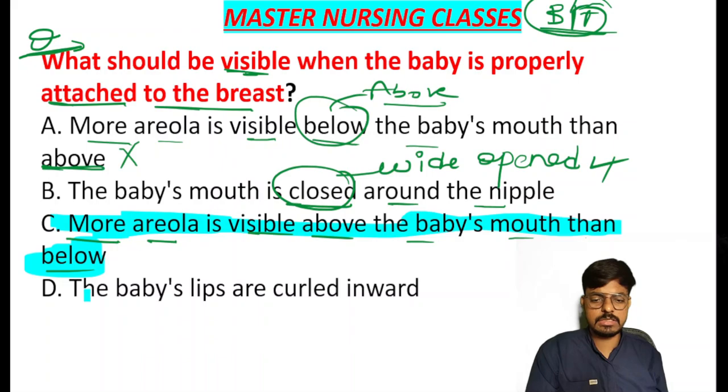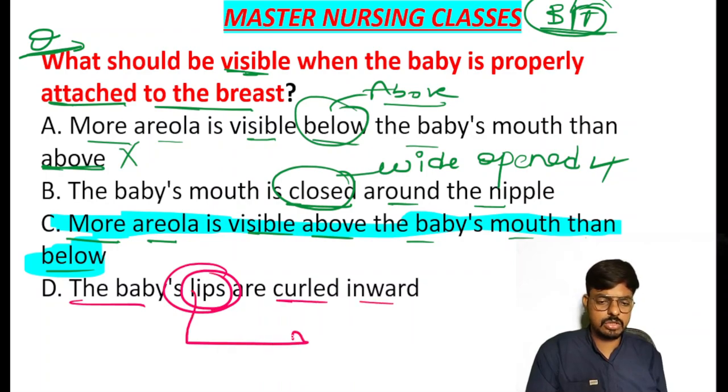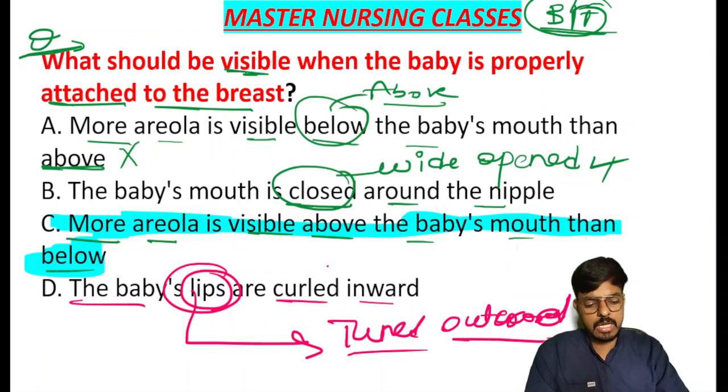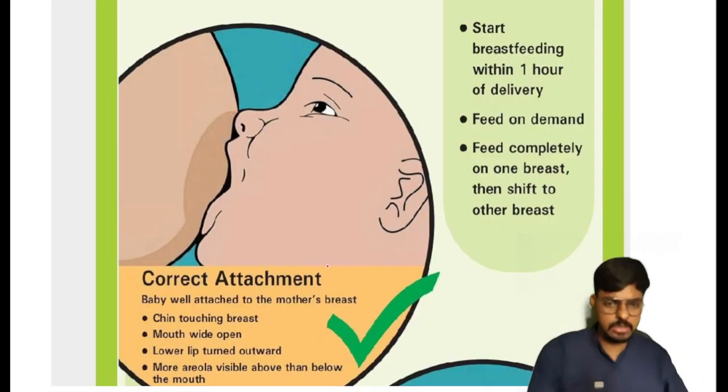The next option is the baby's lips are curled inward. No, the lips should always be turned outward, or we can say everted. Inverted means turning in, everted means turning out. So this is the proper sign of good attachment.